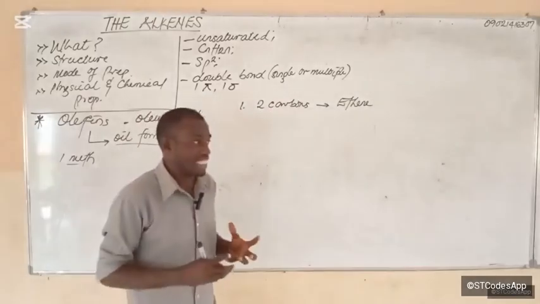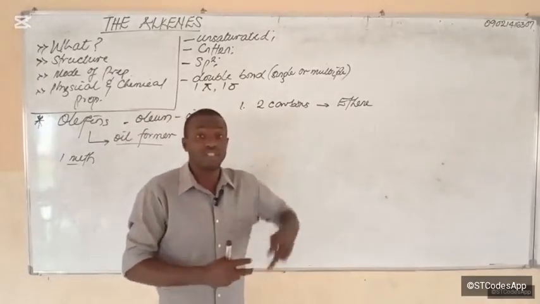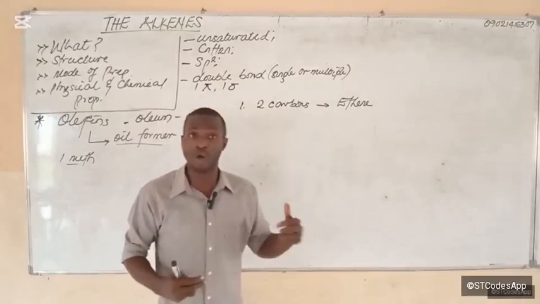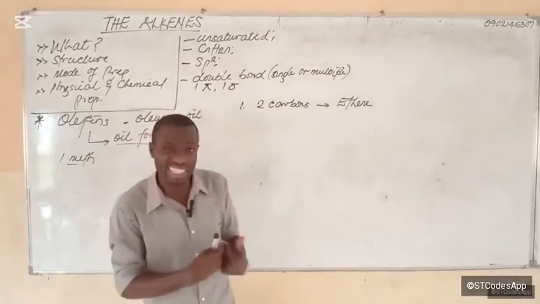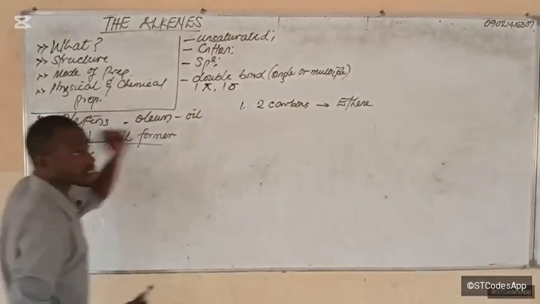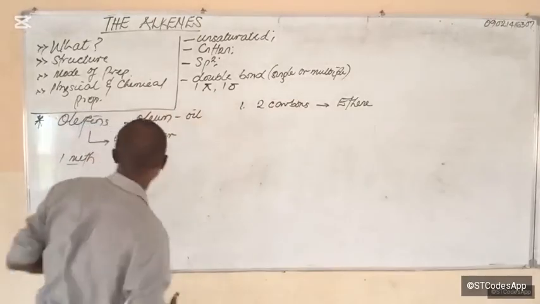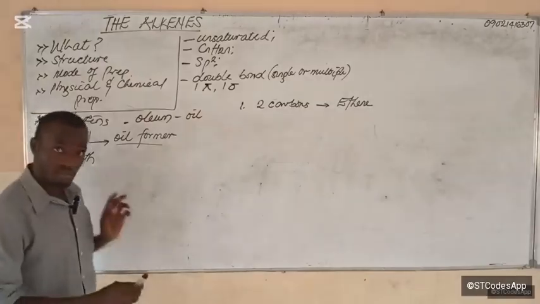But my point is that you call the hydrocarbon unsaturated if a double bond or a triple bond occurs between carbon and carbon. Does that make sense? So in this case, since the double bond must occur between 2 carbons, at least 2 carbons, then we cannot have methane.